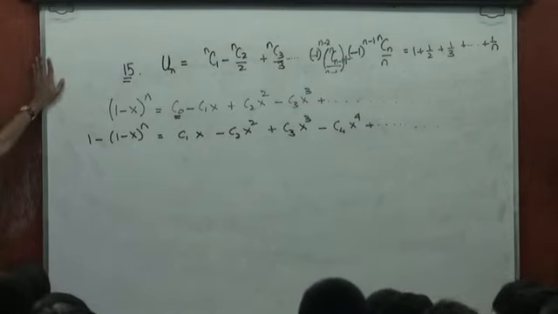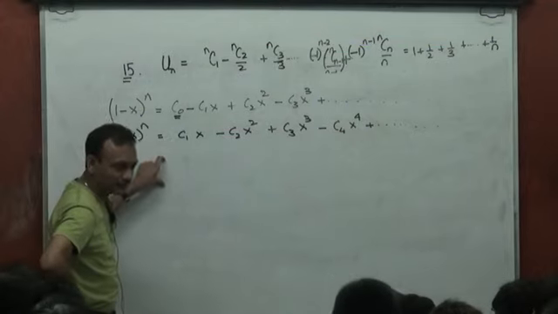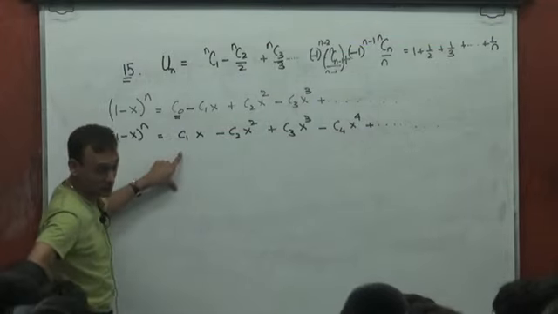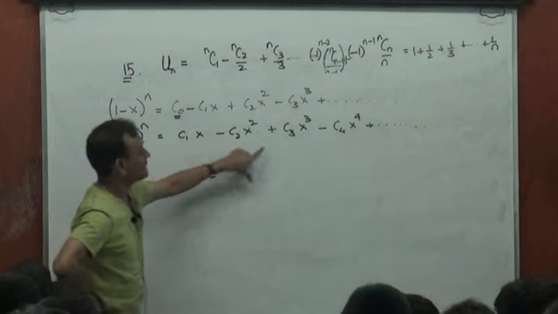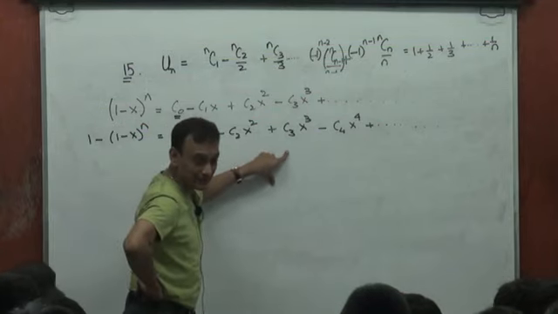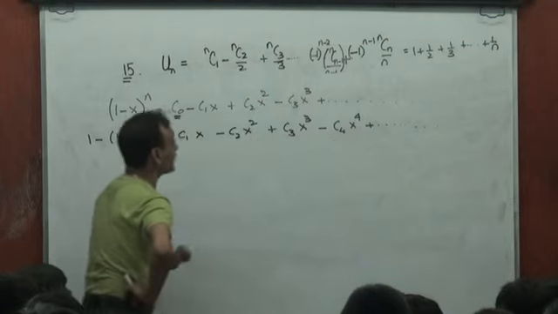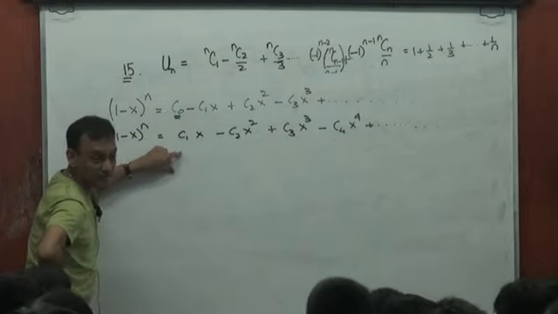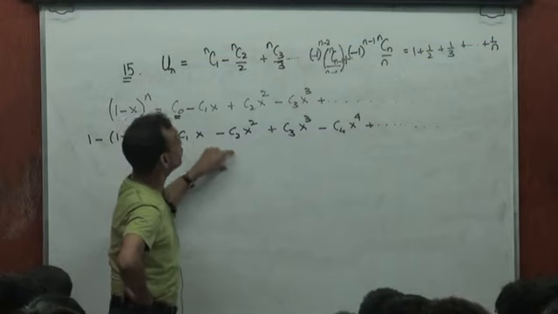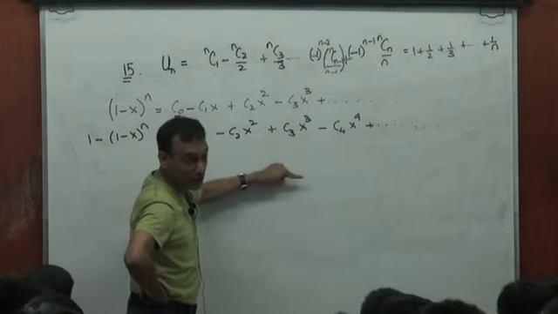See, if I integrate, this will give me c1 by 2, this will give me c2 by 3, this will give me c3 by 4, c4 by 5. But that's not what I need. I need c1 by 1, c2 by 2, c3 by 3.